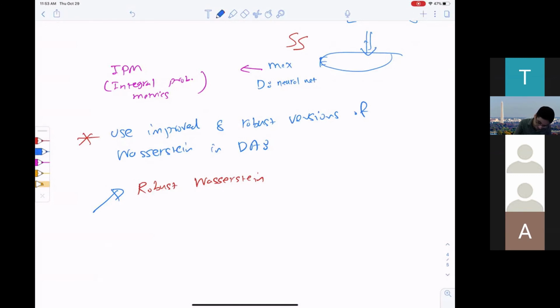And that's basically the work that Yogesh, Rama, and myself proposed in this year's NeurIPS.